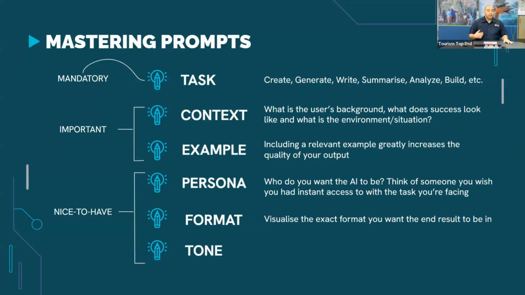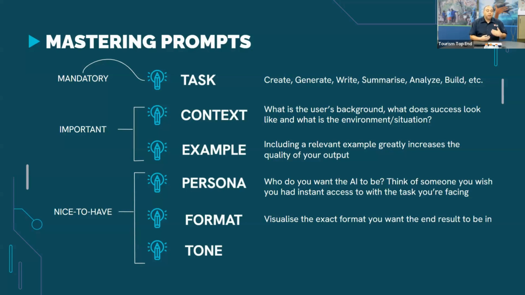The next 2 are important. They're not mandatory, but they really help. Context. So what is, for example, your background or your business background? What does success look like for you? And what is the environment or the situation that you're hoping to solve this problem for? Examples. Giving examples tends to get you the best output, right? Just because the AI tool can spend a lot of time and give you many, many different ideas, but if you give it specific examples, you narrow down and get to what you need a lot quicker. So context and example are important, not mandatory, but they are important.